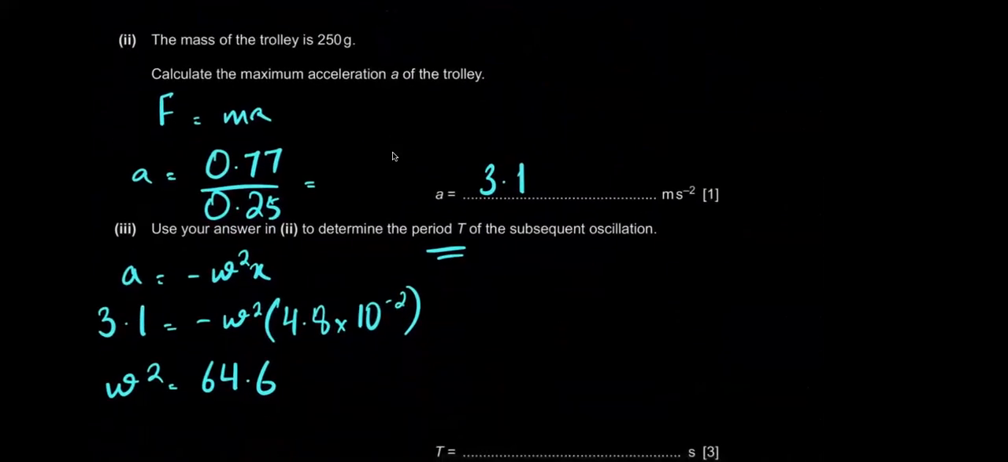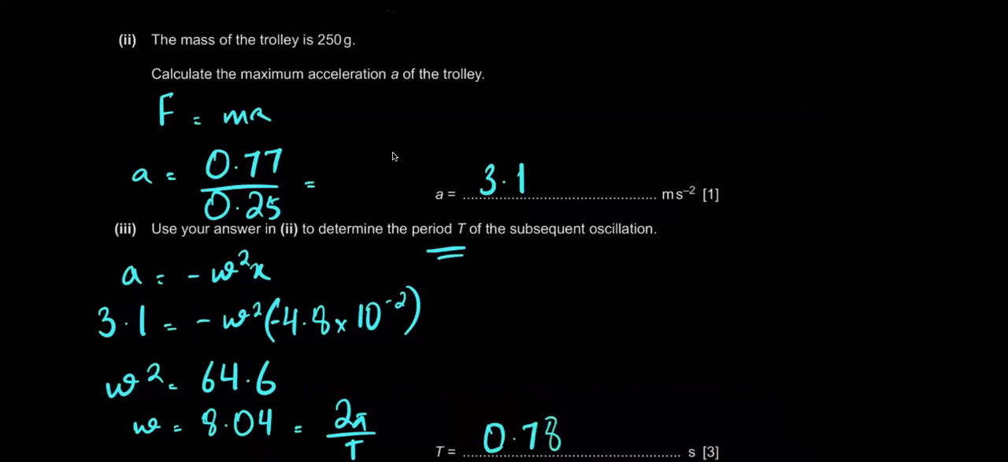So here, when I'm using this equation, just to be very particular about this, I should have added a negative sign here, right? And then these negative signs would cancel out. But again, this wasn't really expected by the examiner. So omega turns out to be 8.04 radians per second, taking the square root. So 2 pi upon T is equal to omega. So if I just do 2 pi upon this for the time period, this turns out to be 0.782, or to 2 SF, 0.78 seconds.